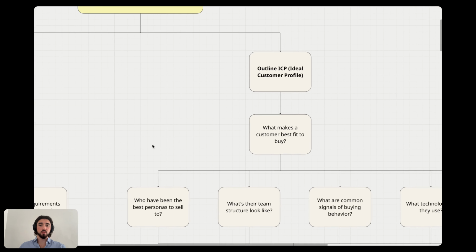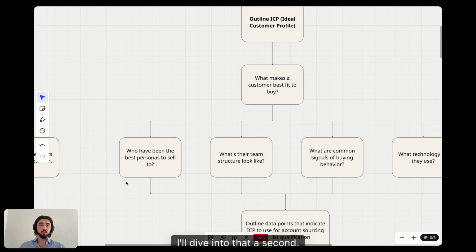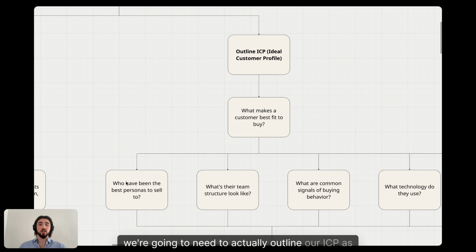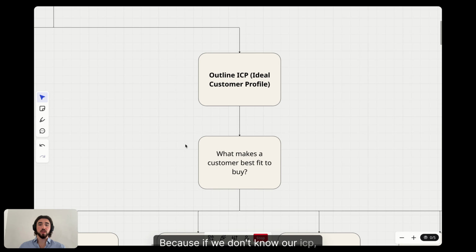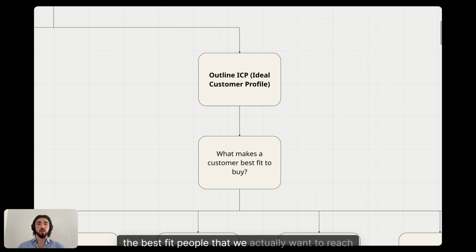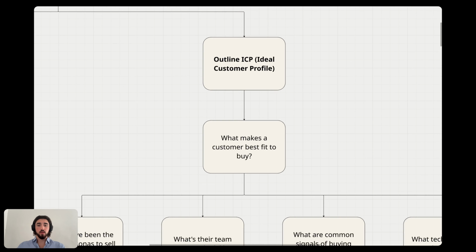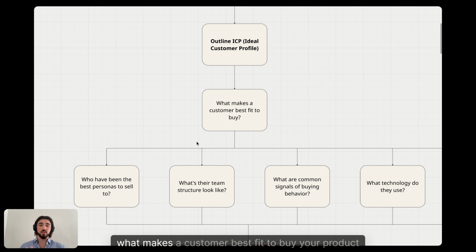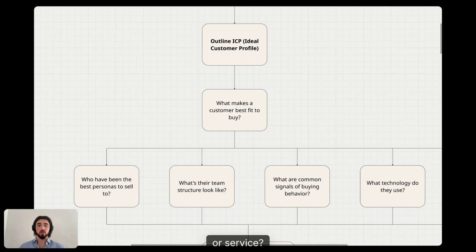Once we have that information, with that information we're going to need to actually outline our ICP as well, because if we don't know our ICP, then we're not going to be able to create these targeted and qualified lead lists that we want to create. We're not going to be able to find the best fit people that we actually want to reach out to, right? And really, your ICP is what makes a customer best fit to buy your product or service.